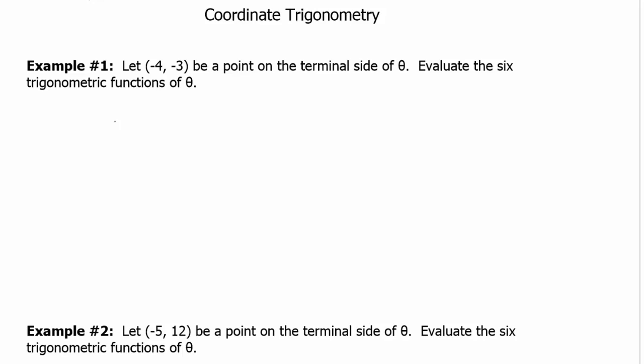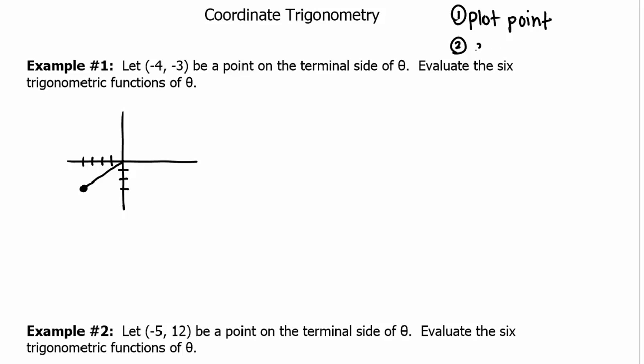So first we need to draw (-4, -3). So that's -1, 2, 3, 4, and -3. Alright, so we're going to plot that point. So step 1 will be to plot your point. Then what's most important is that you have to remember that your angles always stem from the origin, okay? So we'll say connect to origin. And then you need to draw your triangle.